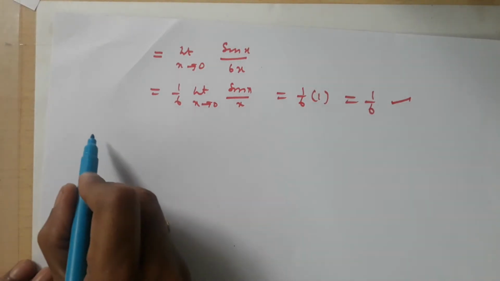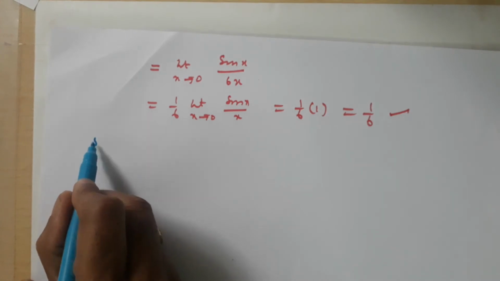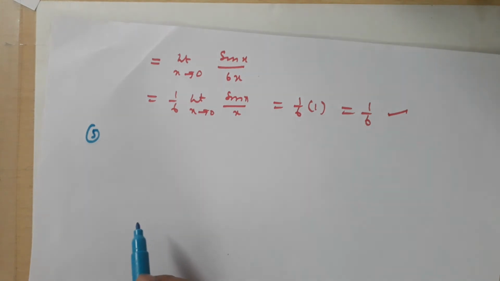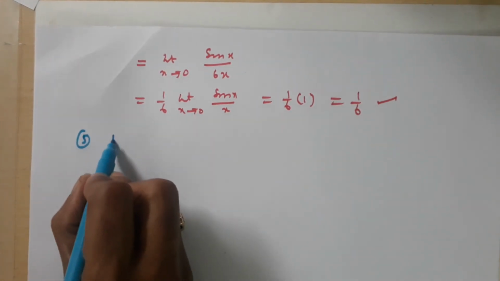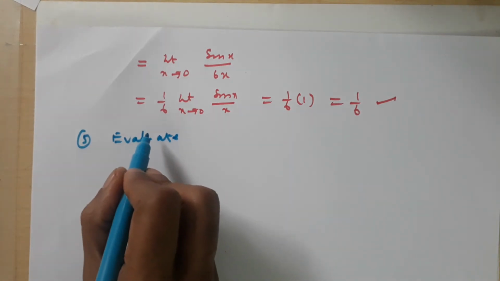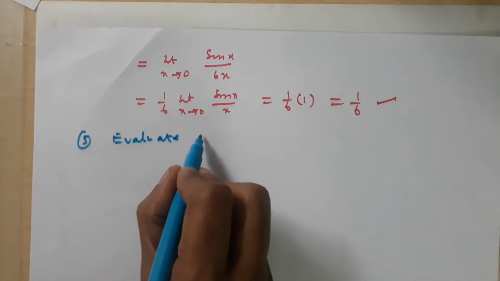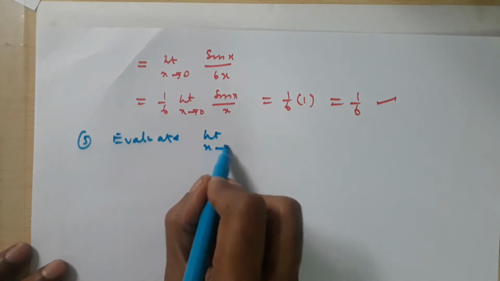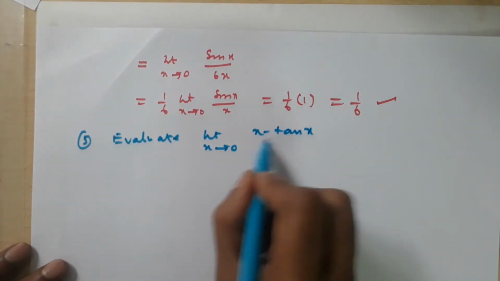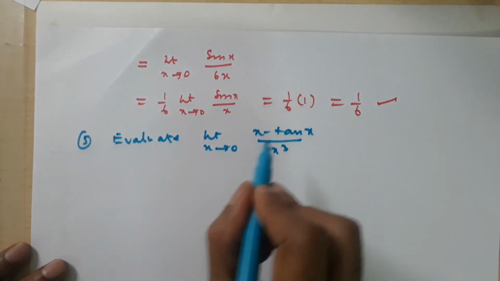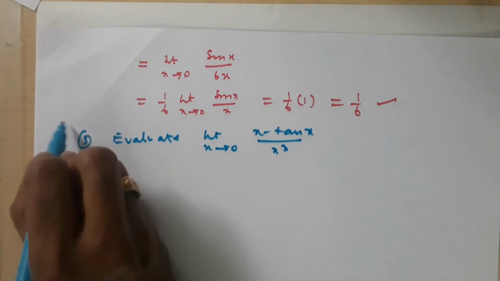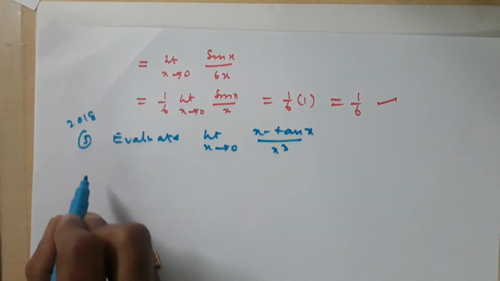Fifth problem. Evaluate limit x tends to 0 x minus tan x by x cube. So this is the problem asked in 2018. Solution.